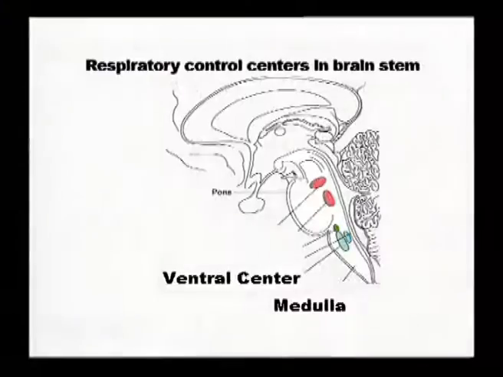Now about the ventral center, another center found in the medulla oblongata. This center has two areas. One is called the inspiratory area, the second is called the expiratory area. The ventral center controls deep breathing.